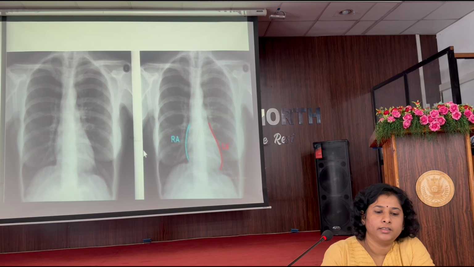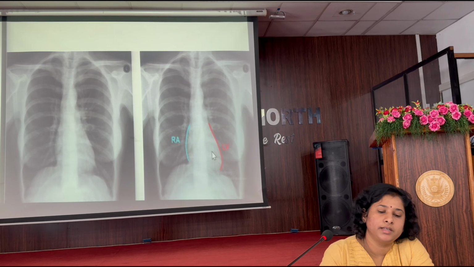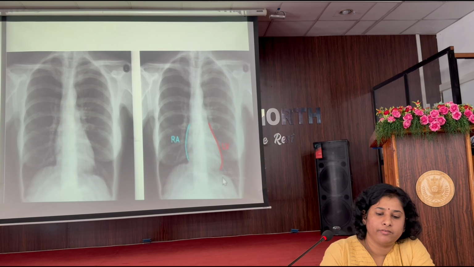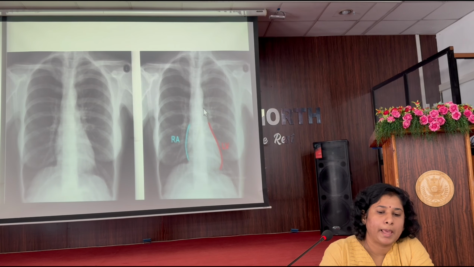In a normal heart, the right heart border is entirely formed by the right atrium, and the left side is formed by the left ventricle, and over here you can see a left atrial appendage, and this is the aorta.